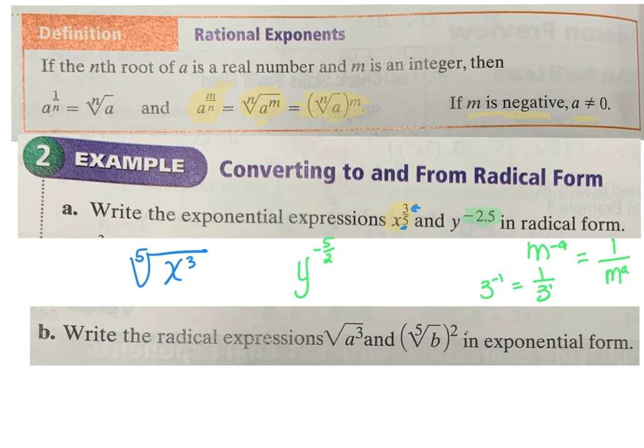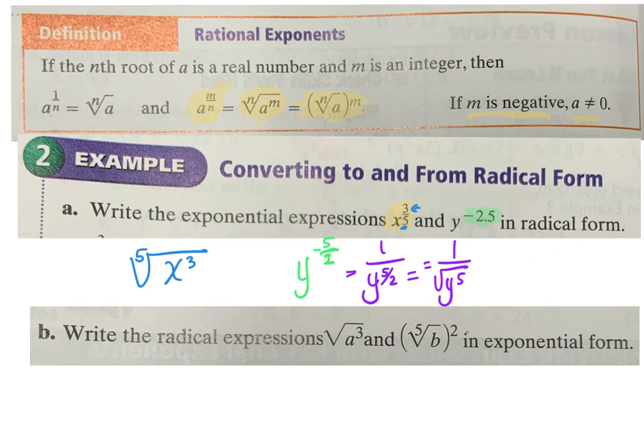So 2 things here. First of all, this guy's going to be in the denominator. It's going to be 1 over this guy because he is negative here. So we're going to say that is 1 over y to the 5 halves. And then we're going to rewrite him. Y to the 5 halves. My index is 2, so that's square root. My exponent is 5, so that's that guy there.